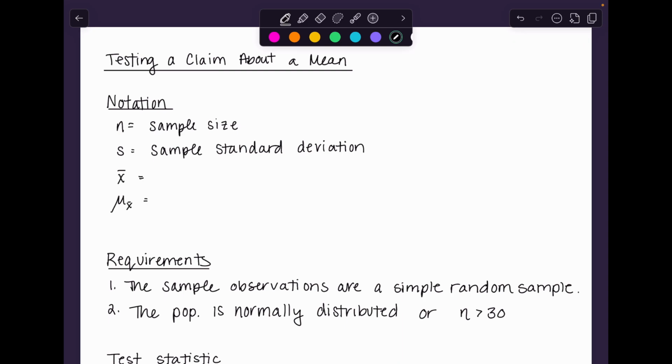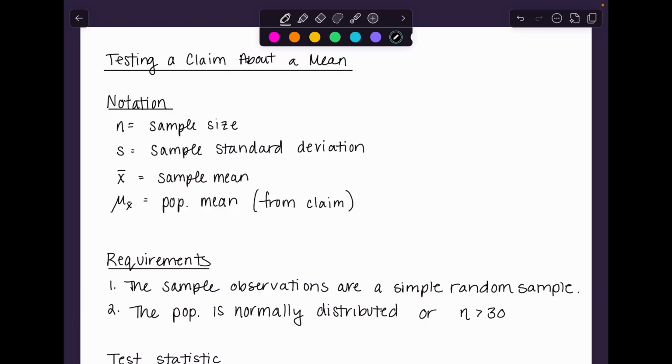X bar is our sample mean. And then again, depending on the book, you'll have slightly different notations. Ours uses mu sub x. So mu is the true mean. Mu sub x is basically representing the one from the claim. So it's not necessarily the true mean of the entire population, but it's the one that's from our claim. So we're going to call this still our population mean. But this number comes from the claim. So whatever hypothesis you are testing.